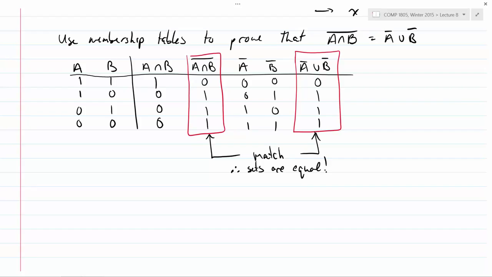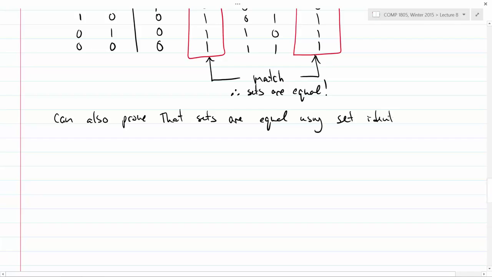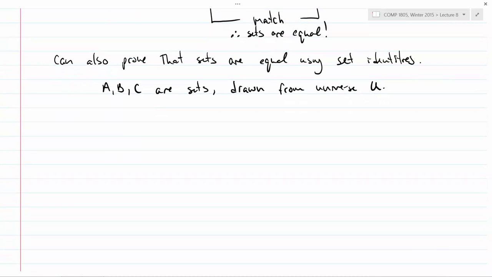All right, so moving on. Just like we had logical equivalences to work with propositions, we also have something called set identities to work with sets. We're going to assume that A, B, and C are sets, and they're drawn from the universe U. What's going to follow is a long list of laws, just like we had for propositions.